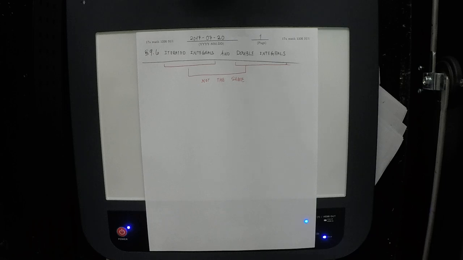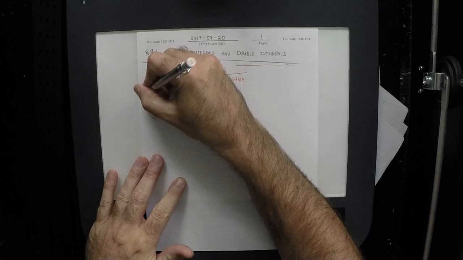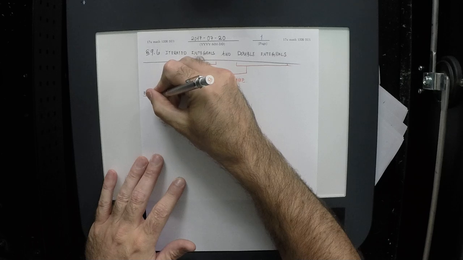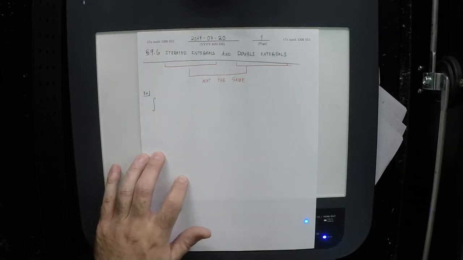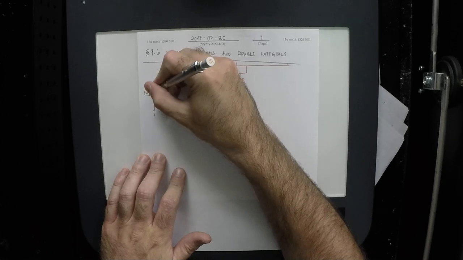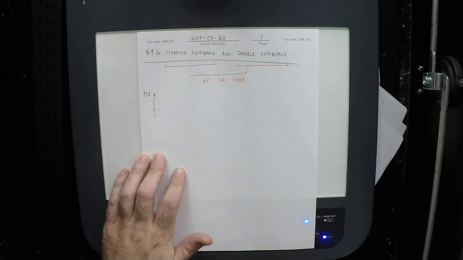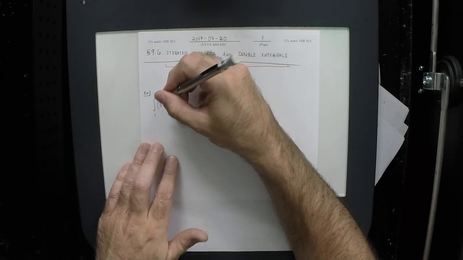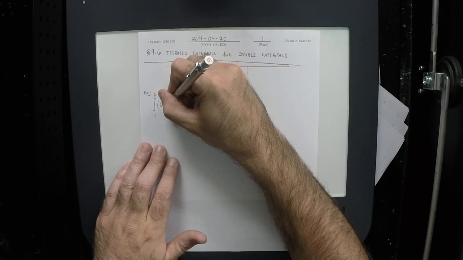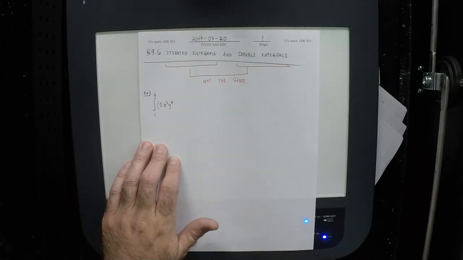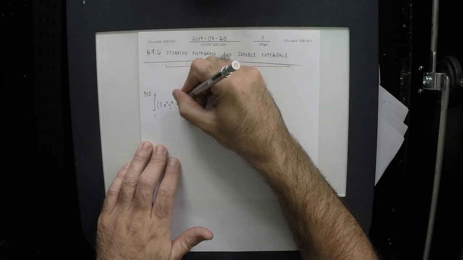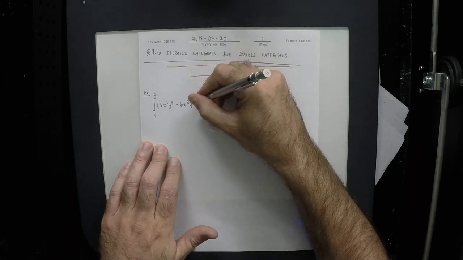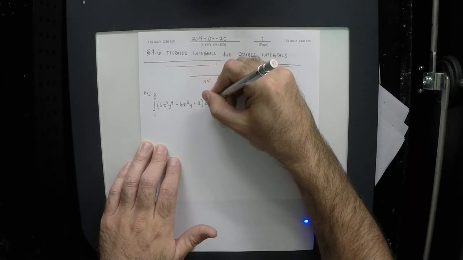Okay, so to bring about the topic, let's do an example. I want to ask, what would you do if I asked you right now to do the following. Integral 1 to 2, and then 5x cubed y to 4, minus 6x squared y, plus 2 dy.